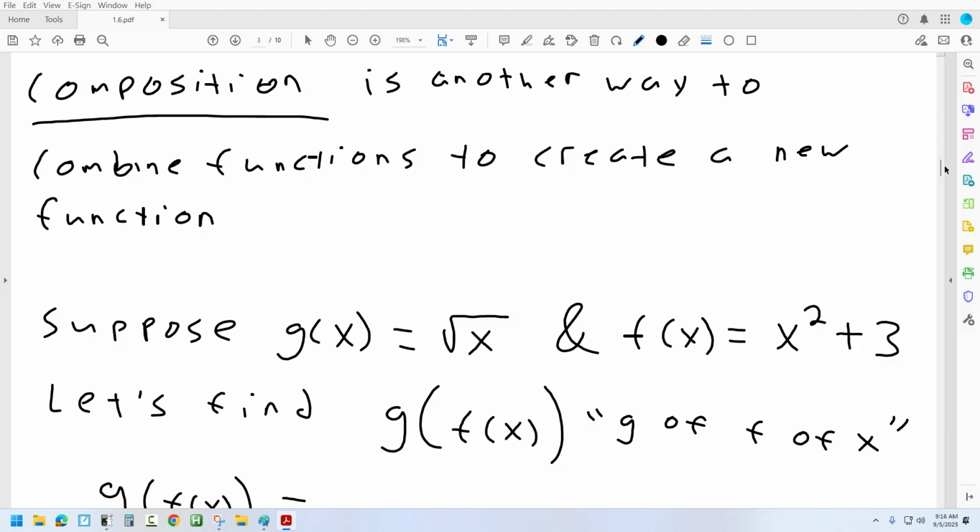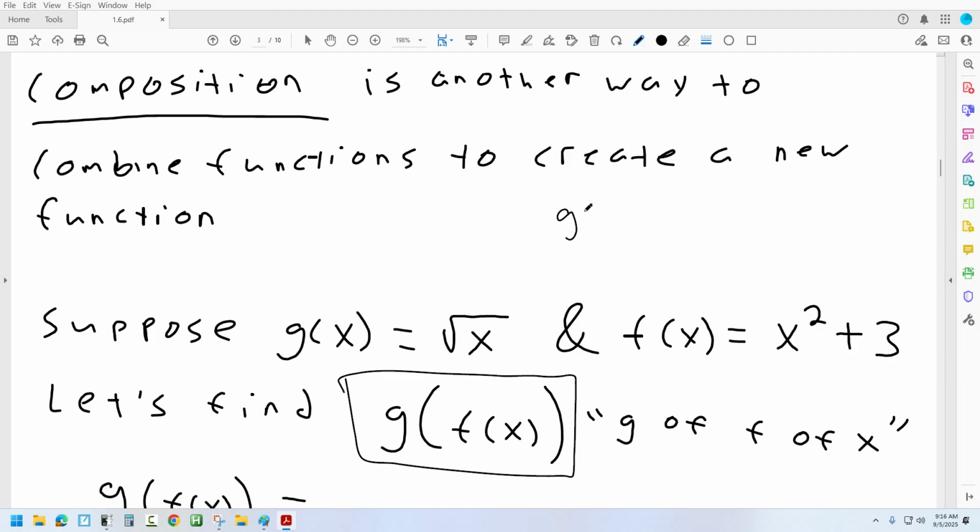Okay, here are your two functions that we're going to work with. G of x is the square root of x. F of x is x squared plus 3. This is the symbol you will generally see when they want you to do composition. The way you pronounce it, every time you see a left parenthesis, you say the word of. So that's g of f of x.